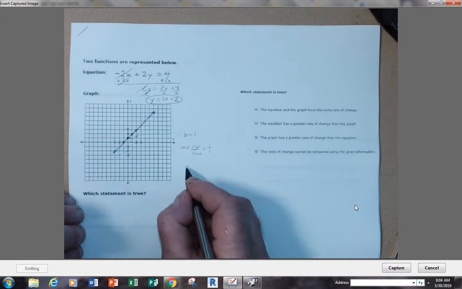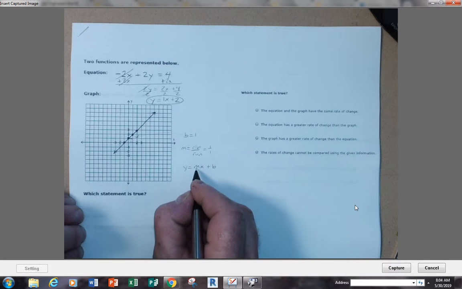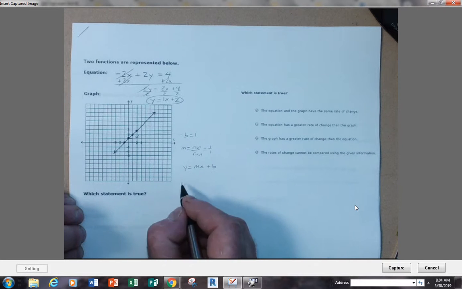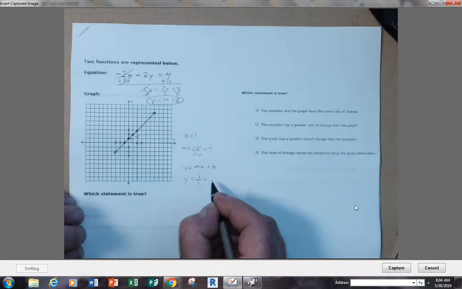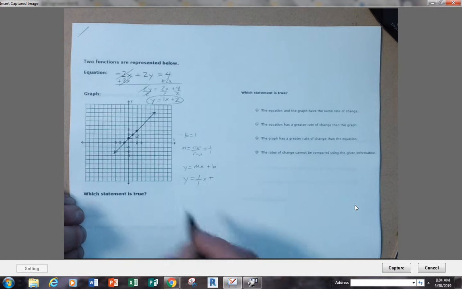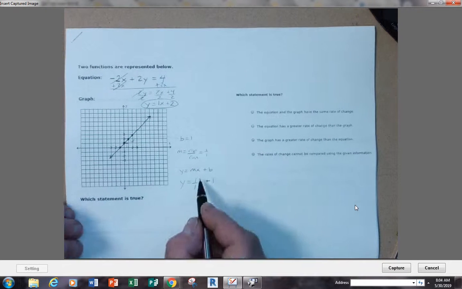When I write my equation in slope-intercept form, that 1 over 1 goes right here. That y-intercept goes right here. So that ends up giving me 1 over 1x plus that y-intercept, which is 1 right there. Alright, now I can answer my questions.